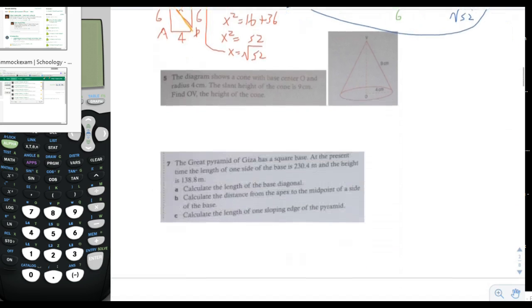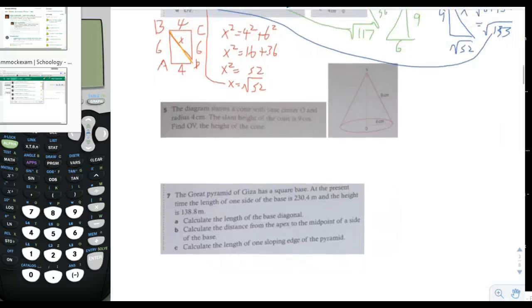Moving on to number 5. The diagram shows a cone with a base center O and radius of 4. The slant height of the cone is 9 centimeters. Find OV, the height of the cone. So let's see, this is not too hard of a problem. Basically, they're asking us to solve this triangle here. The hypotenuse is 9, the leg at the bottom is 4. They want to know this unknown leg here.